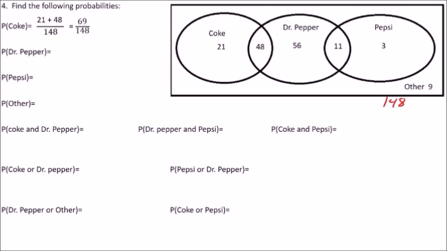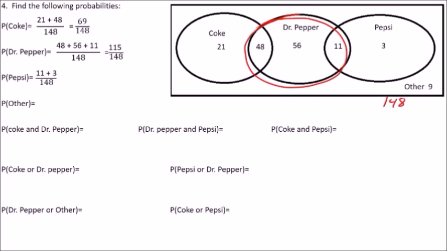Okay. For Dr. Pepper, again, Dr. Pepper is all of this information in here. Some of these people, yes, like Coke. Some of these people, yes, like Pepsi. But it's okay. All it's saying is Dr. Pepper, so that's everybody in that circle. So we're going to be adding up 48, 56, and 11, and then dividing it by the total of 148 to get the probability. And so that gives us a probability of 115 over 148.